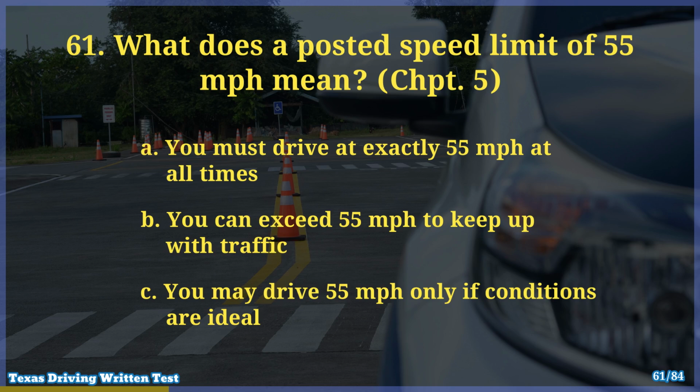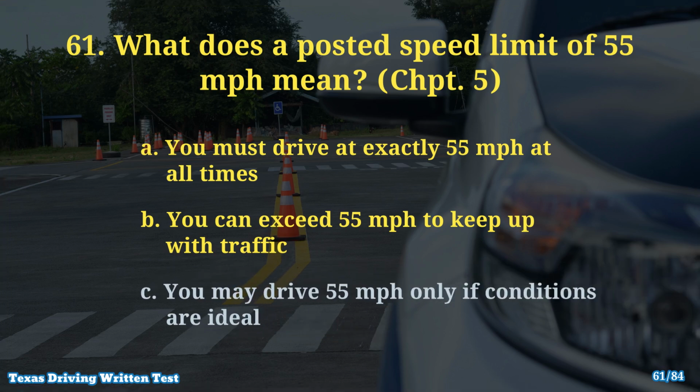61. What does a posted speed limit of 55 miles per hour mean? A. You must drive at exactly 55 miles per hour at all times. B. You can exceed 55 miles per hour to keep up with traffic. C. You may drive 55 miles per hour only if conditions are ideal. Answer is C. You may drive 55 miles per hour only if conditions are ideal.